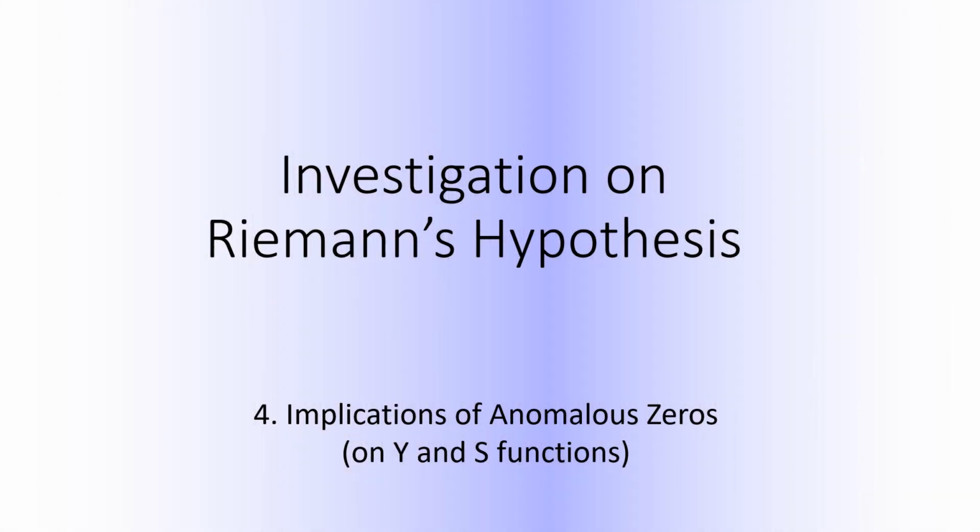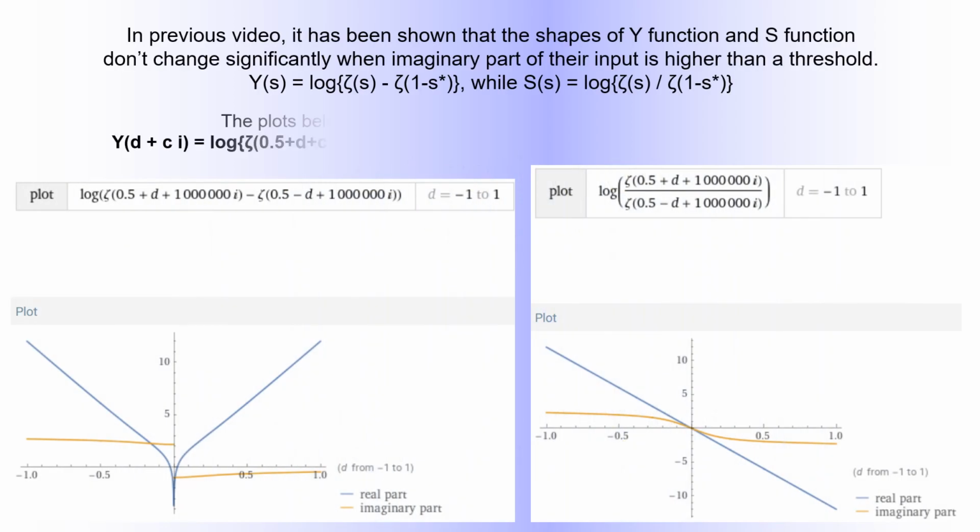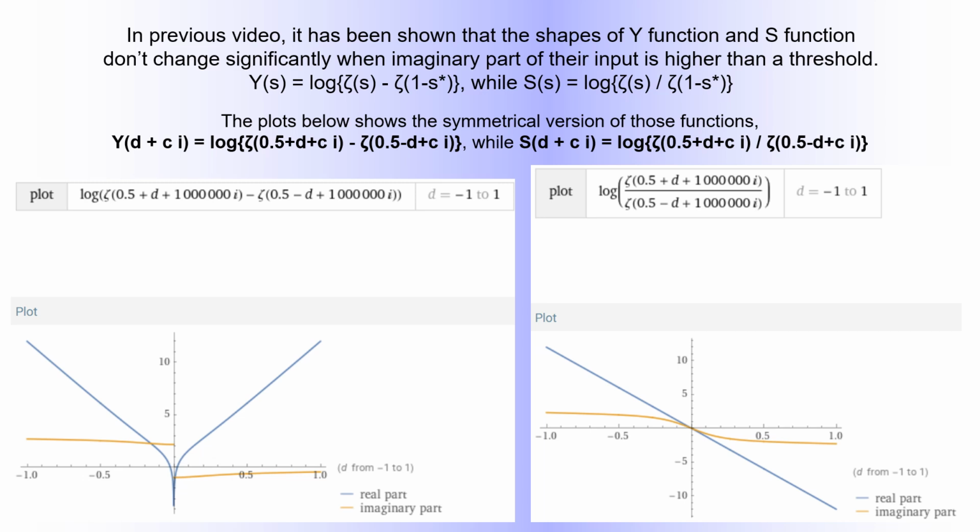In the previous video, it has been shown that the shapes of the y function and s function don't change significantly when the imaginary part of their input is higher than a threshold. Now we will explore the implications from anomalous zeros of the zeta function to the shape of the y and s functions, if they exist. The plots below show the symmetrical version of those functions.